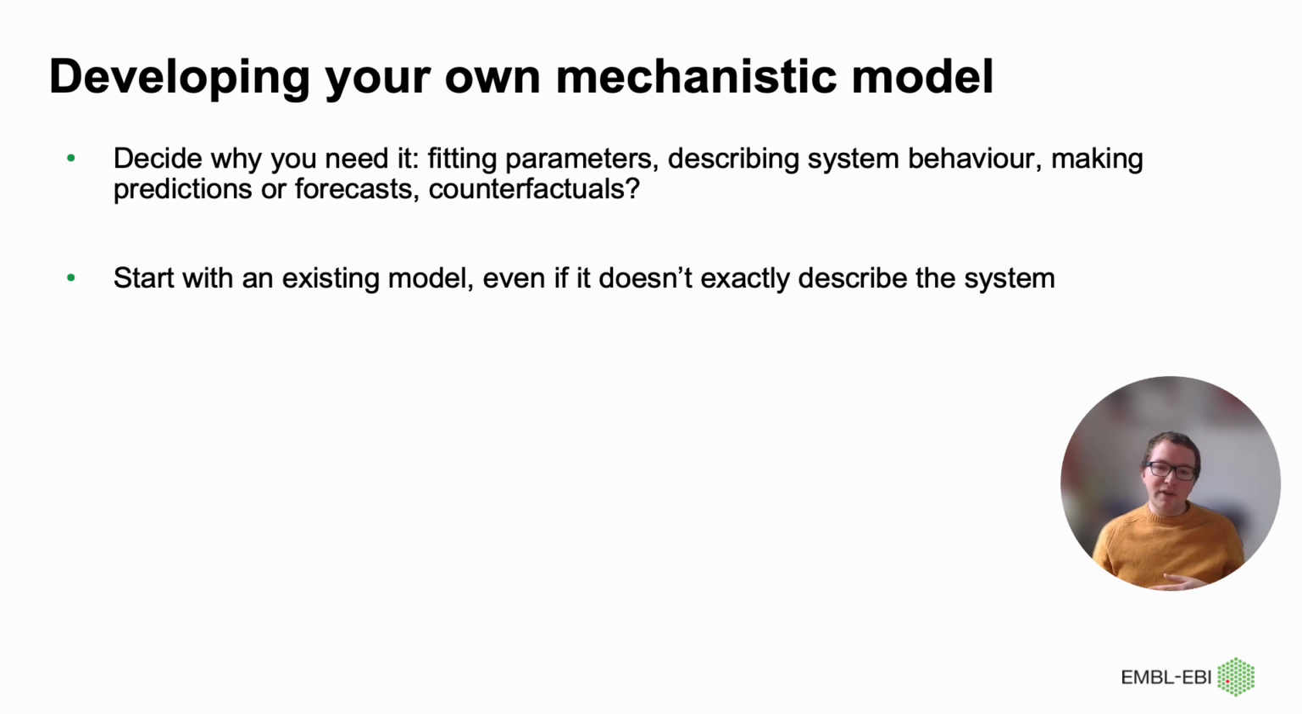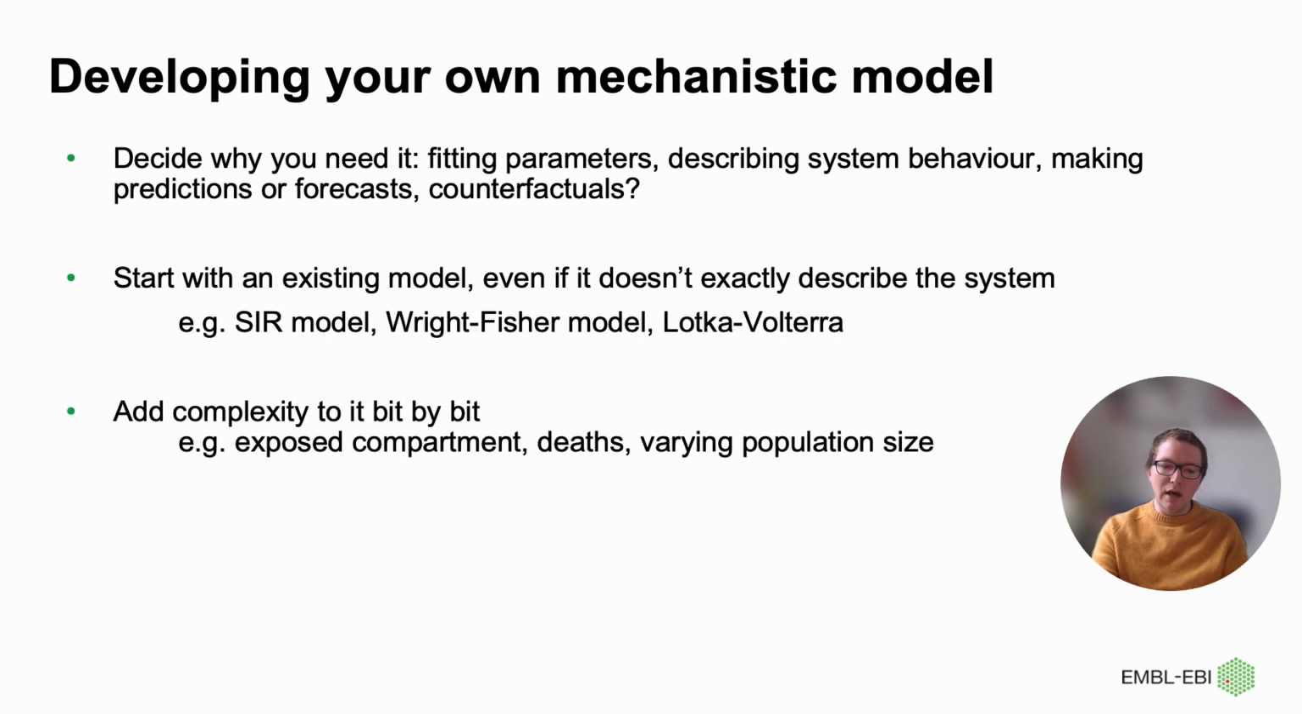If you can, start with an existing model, even if it doesn't exactly describe your system. So if you're looking at a population, probably start with a Wright-Fisher model. If you're looking at ecology, probably start with a Lotka-Volterra model. If you're looking at epidemiology, probably start with an SIR model, and then make it more complex from there. Add that complexity bit by bit, so start adding compartments. Rather than trying to do it all at once, like many things in science, split the problem into smaller and more doable pieces.